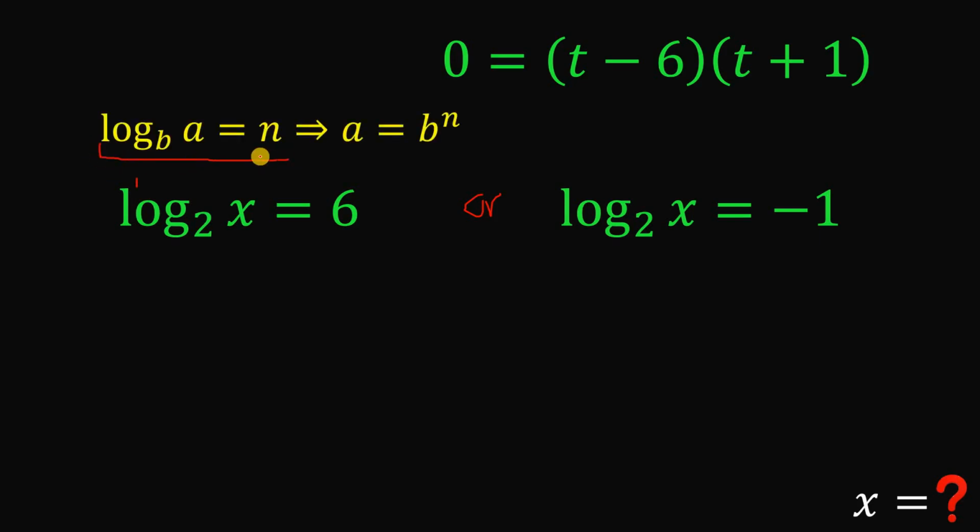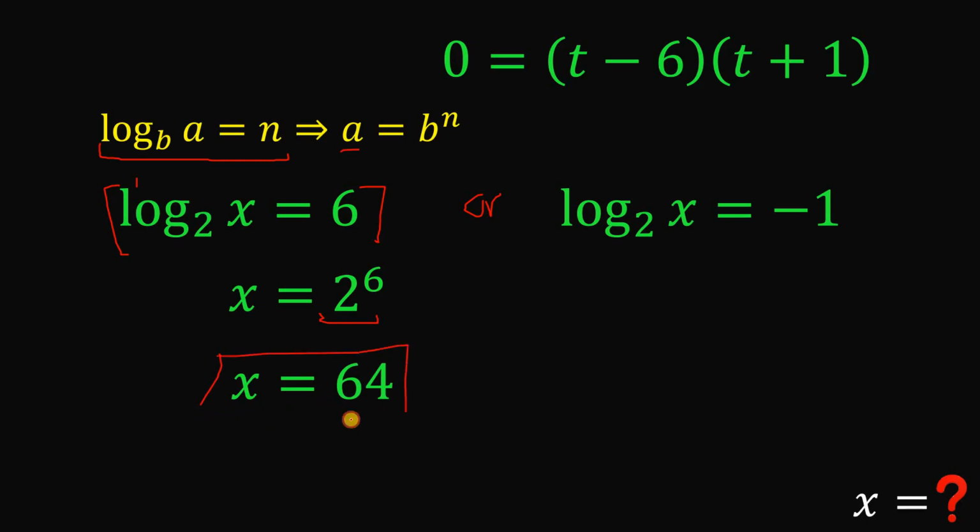Now, to solve for the value of x, take note, when we have a logarithmic equation, logarithm of a to the base of b equals n, this can be written in exponential form as follows. We have a equals b raised to the power of n. So, logarithm of x to the base of 2 equals 6 can be written as x equals 2 raised to the power of 6. And we know 2 raised to the power of 6 gives us 64. So, the first value of x must be equal to 64.